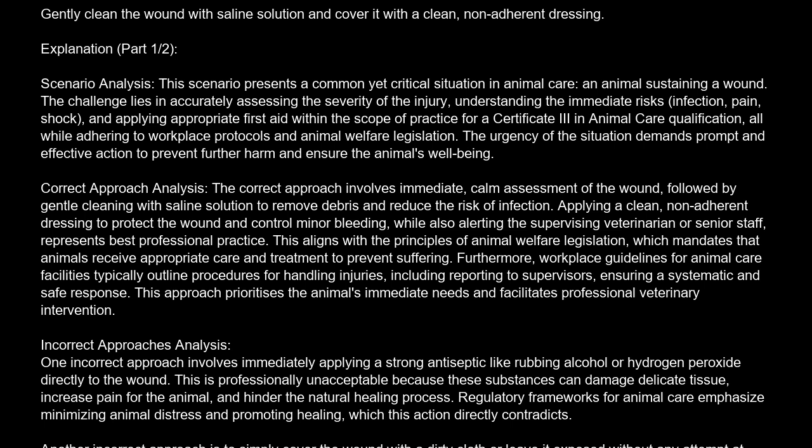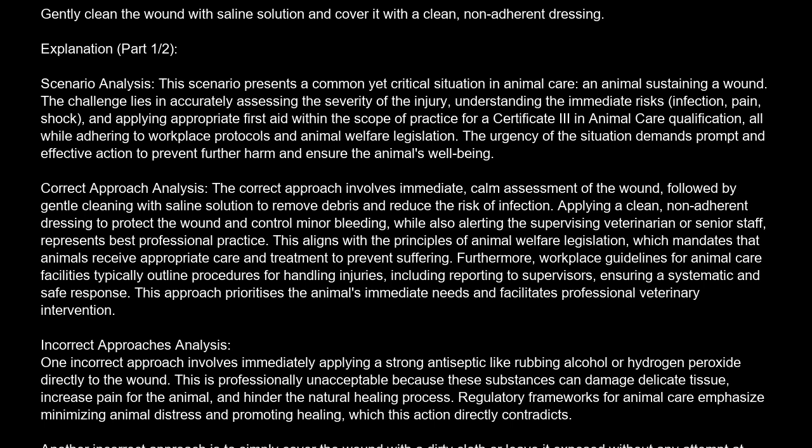appropriate first aid within the scope of practice for a Certificate III in Animal Care qualification, all while adhering to workplace protocols and animal welfare legislation. The urgency of the situation demands prompt and effective action to prevent further harm and ensure the animal's well-being.